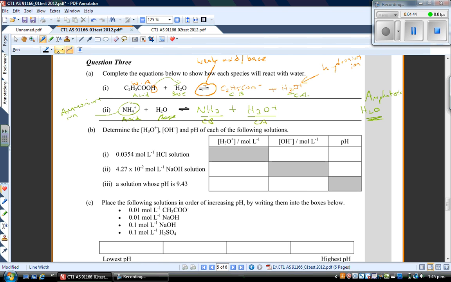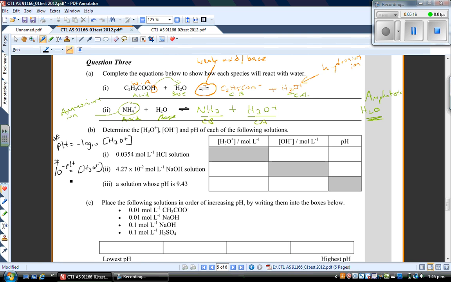Use a black pen. So you need to know the fact that the pH of a solution is equal to minus log to the base 10 of the concentration of hydronium ions present. That's the first equation you need to learn off. The second equation you need to know is that if you're given the pH, then 10 to the negative pH will give you the concentration of H3O plus. So that's the reverse version of the first equation.